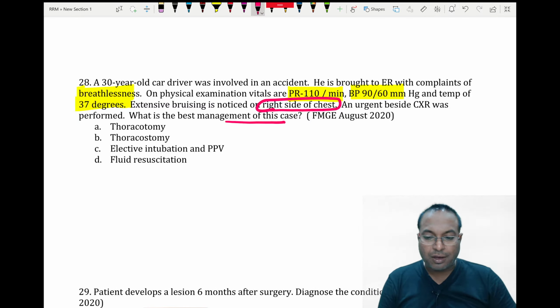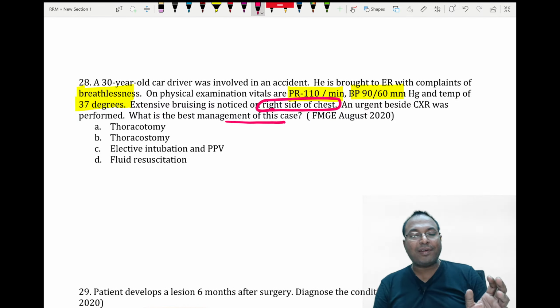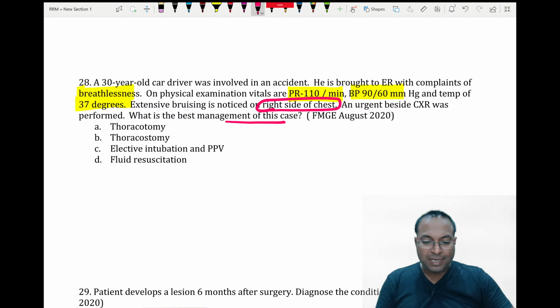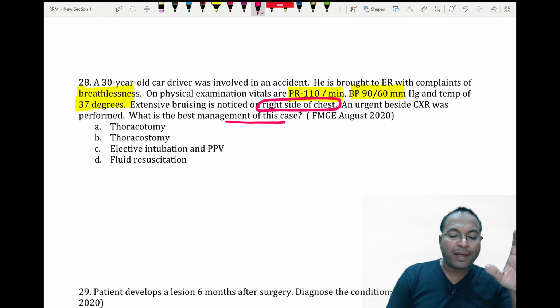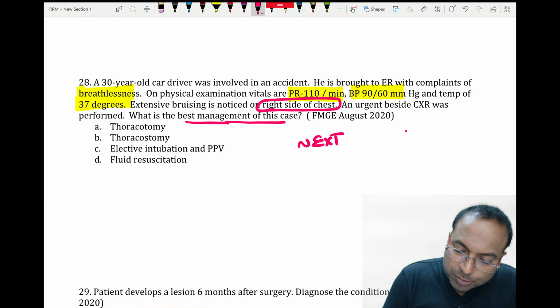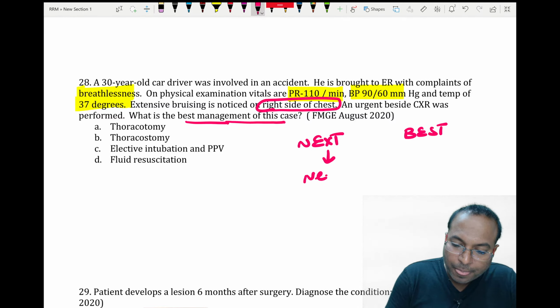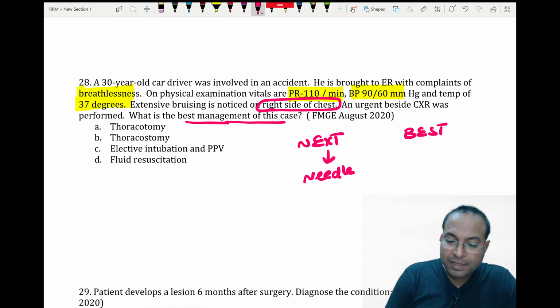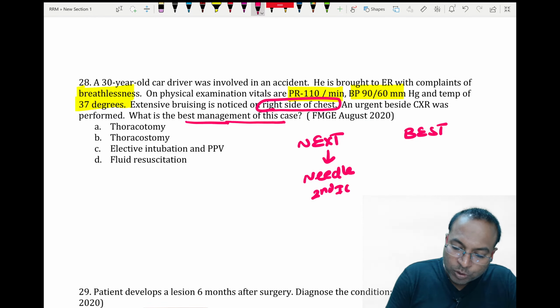So this is a case where the patient has an elevated pulse rate, low BP, and breathlessness. Probably the patient is having a pneumothorax. What is the best management they are asking, not the next management. There is a difference between next and best. Next means needle. I will put a needle in the second intercostal space for a pneumothorax. But best means ICD is the best.